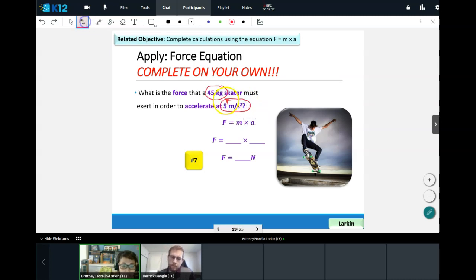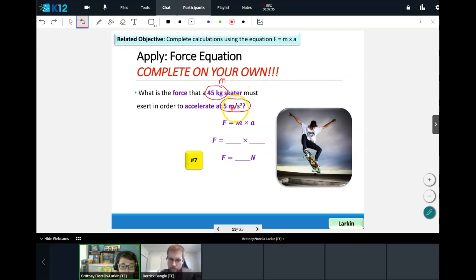Tell me in the chat, kilograms is my unit for what? Force, mass, or acceleration? F, M, or A? Thank you, Cody. What is kilograms for? Thank you, Joseph. Thank you, Lena. Yes, exactly. This one is going to be our M for mass.